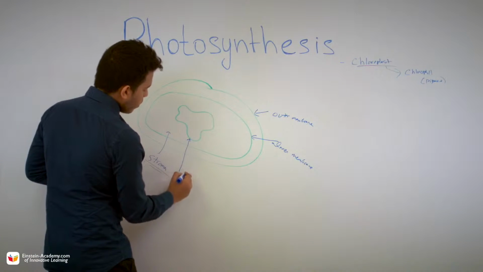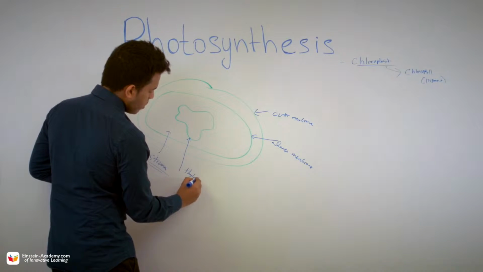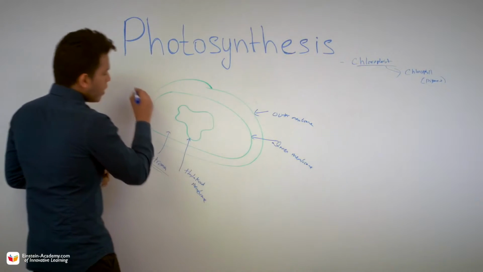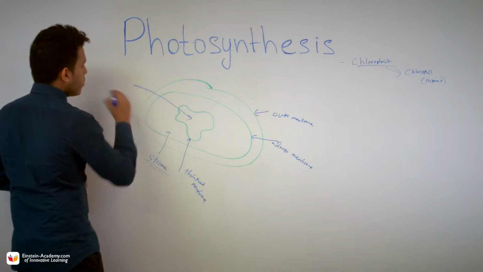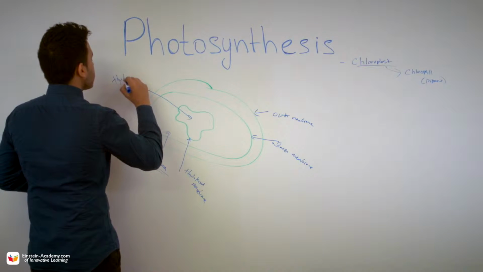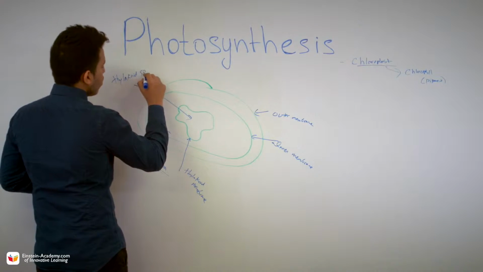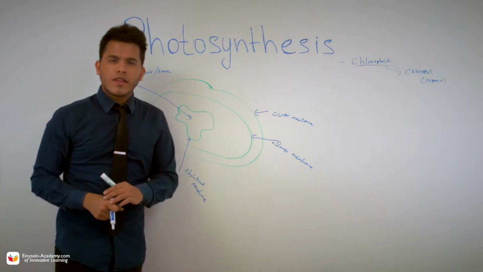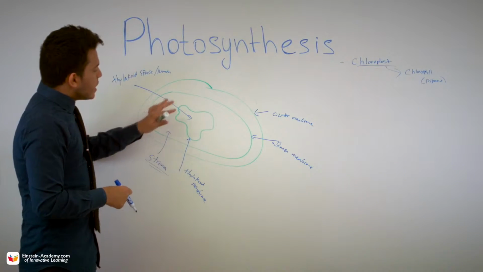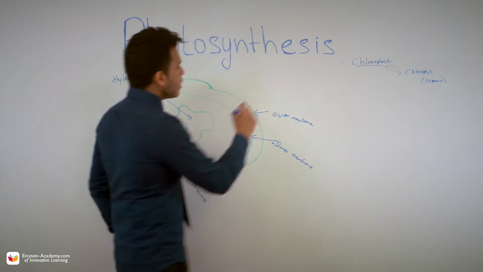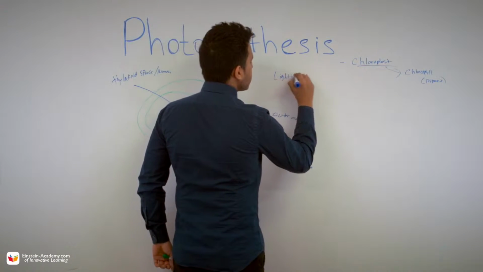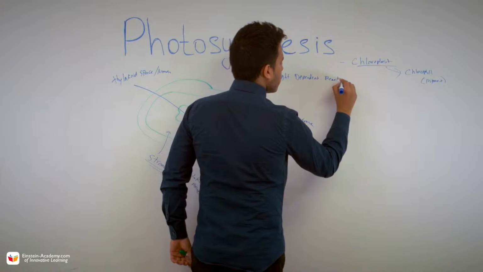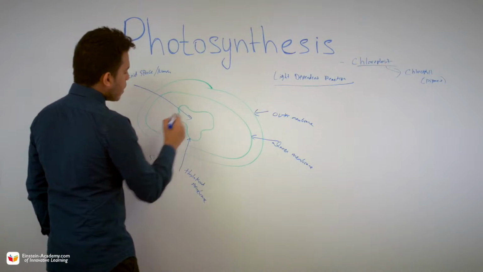This right here is the thylakoid membrane. Thylakoid membrane. And here, inside this space right here, is called the thylakoid space, or simply the lumen. And the light-dependent reaction occurs in the thylakoid membrane.